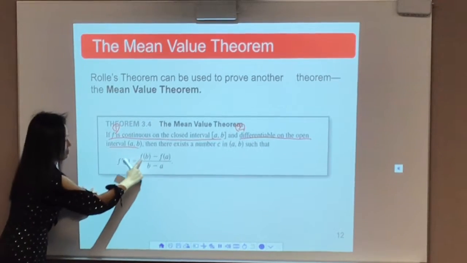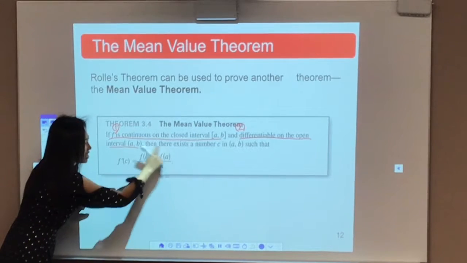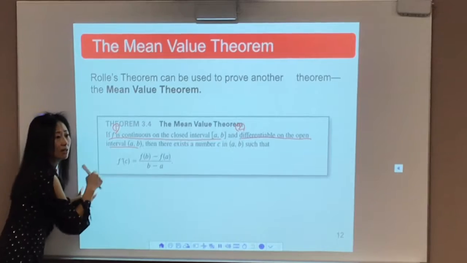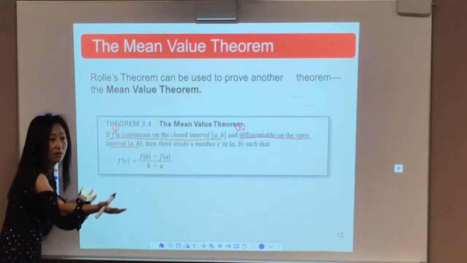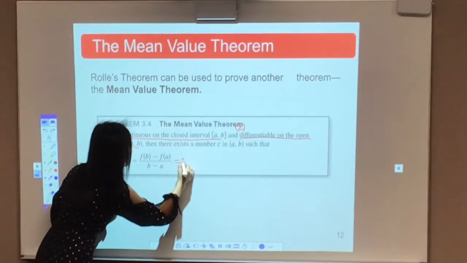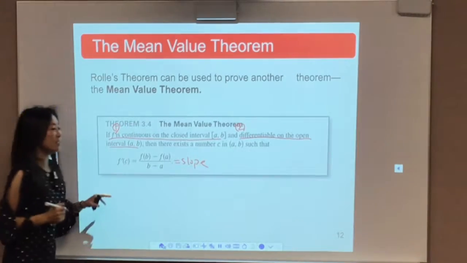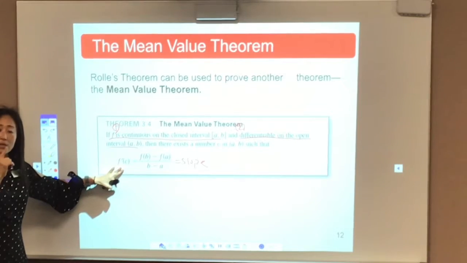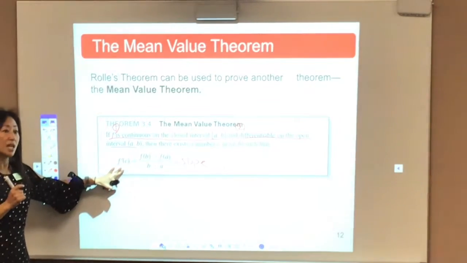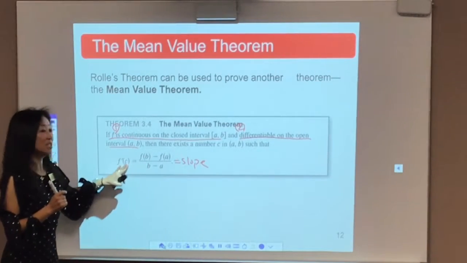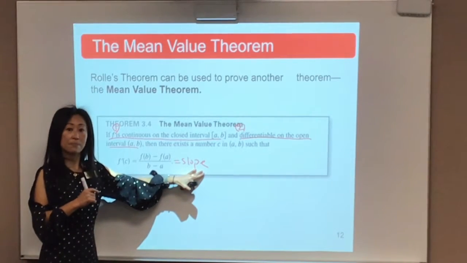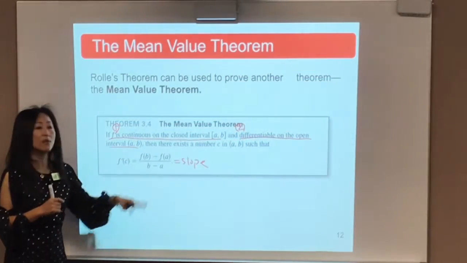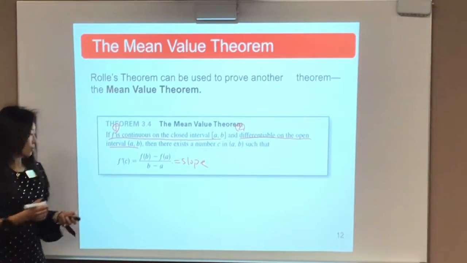What is this definition over here? Can somebody tell me what this formula is equivalent to that you know of? Slope, that's right. So this is the same as slope. They're saying I can find the specific number C such that f prime of C equals the slope. F of b minus f of a over b minus a is my slope. So the graph looks like this.